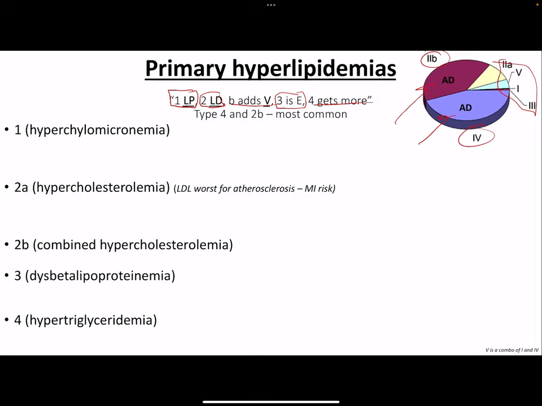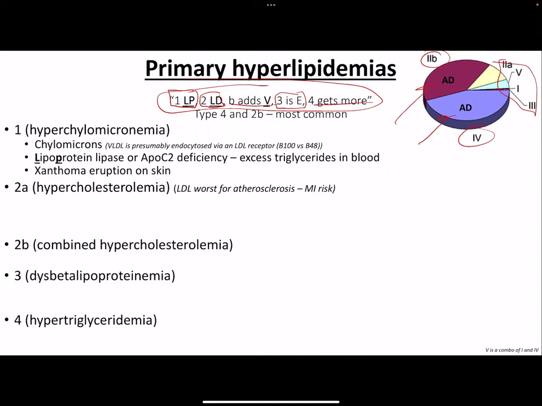1 LP, what are we talking about? LP as in LPL, lipoprotein lipase. If you have issues with lipoprotein lipase or the activation of lipoprotein lipase via ApoC2, this is what happens. You're going to accumulate too many chylomicrons. At first, I thought you should also accumulate too many VLDLs, but technically VLDL does have the B100, so it theoretically could be taken up by an LDL receptor. So I guess you'd see a big rise in chylomicrons and a small rise in VLDLs, but just memorize chylomicrons here.